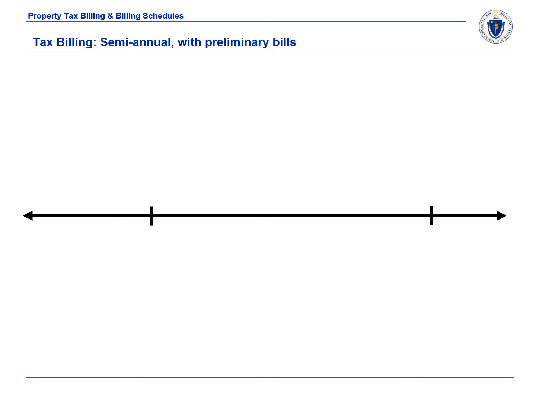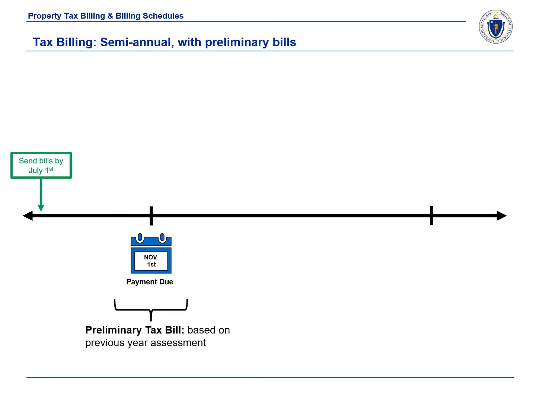Communities on a semi-annual schedule also have the ability to adopt a system where preliminary bills are sent for the first payment owed. In this case, the assessor should have the commitment prepared so preliminary bills can be issued by July 1st for the payment due November 1st. The first bill is a preliminary tax bill. Remember, this is a tax bill based on the prior year's tax data.